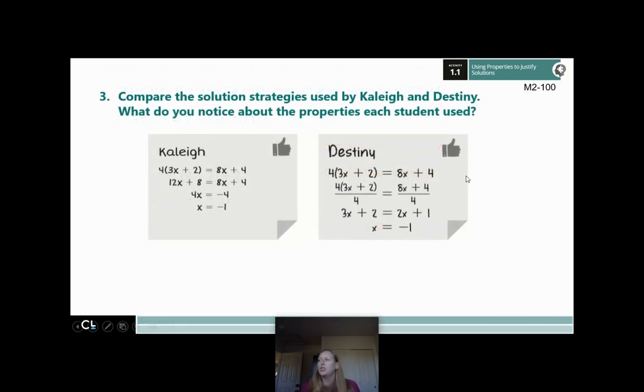We're still on page 100, but let's go over to number 3. And here we have 2 different solution strategies. I would like you to compare the solution strategies used by Kaylee and Destiny. Notice they started off with the exact same equation. They got the exact same answer, but they definitely used different methods to get there. So what do you notice about the properties each student used? What I would recommend doing is just off to the side, write down what properties Kaylee used and what properties Destiny used, and then tell me what you notice. So go ahead and hit pause to jot down some notes here and your thoughts on this, and then hit play when you're ready to check your work.